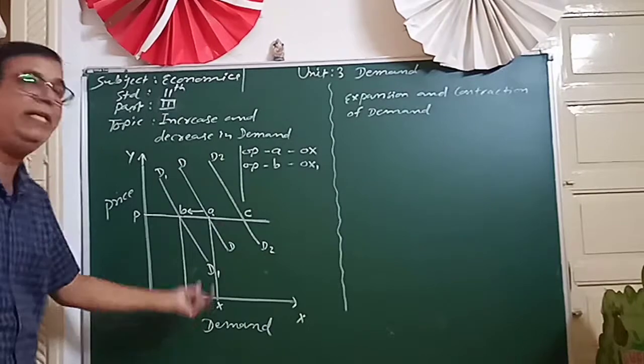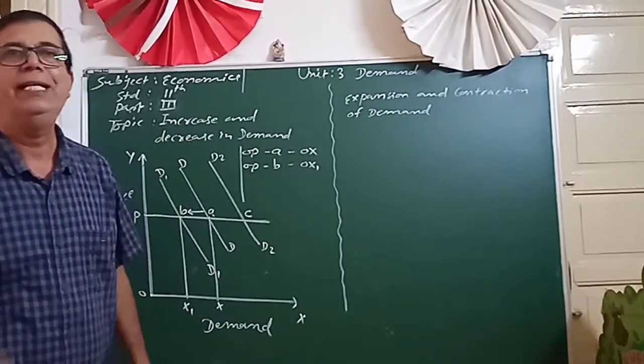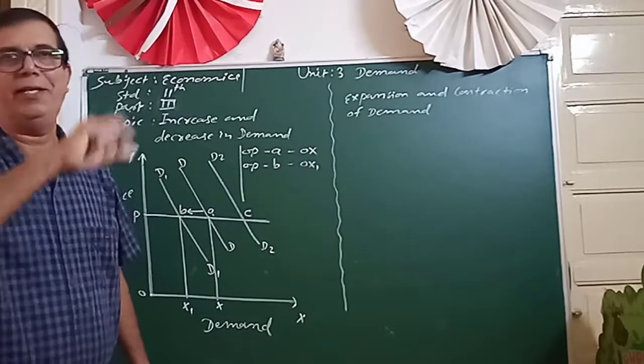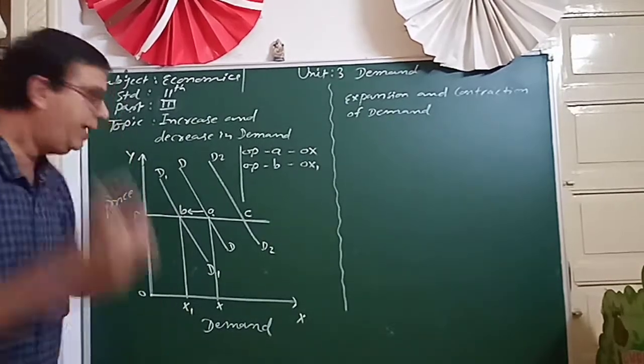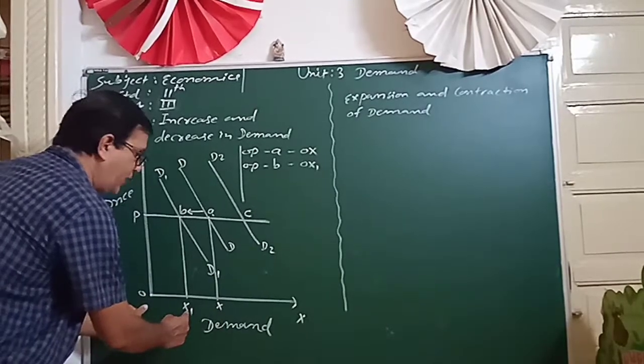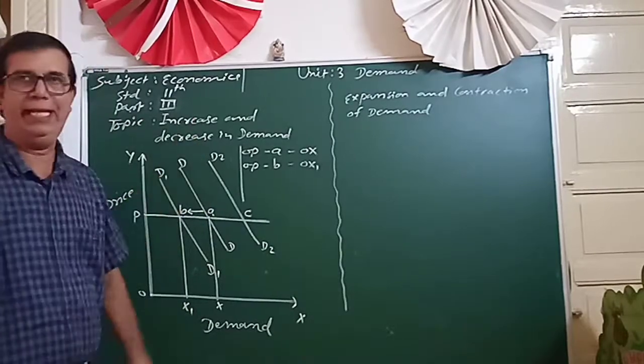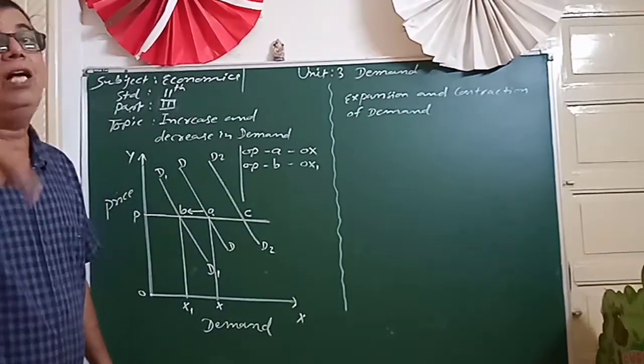So here OX1 is less than OX. This is known as decrease in demand, because earlier the demand was OX, now OX1. So this is known as decrease in demand. But there is another situation.